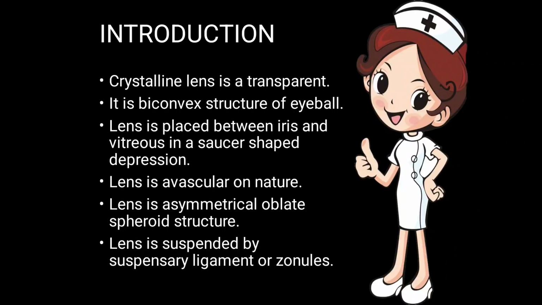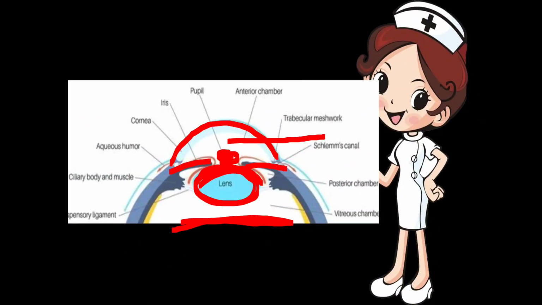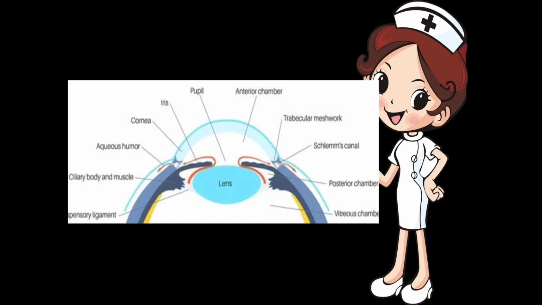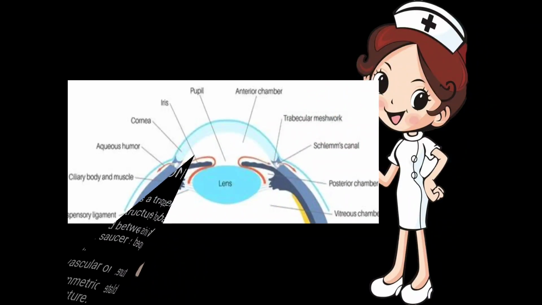Next, the crystalline lens is transparent in structure. It is a biconvex structure of the eyeball. Biconvex means there is a lens which is biconvex, both the sides are convex. That is why it is known as a biconvex structure of the eyeball. Lens is placed between the iris and the vitreous in a saucer shaped depression. As I have shown here, this one is the iris and this one is the vitreous area. So the lens is placed between the iris as well as the vitreous.